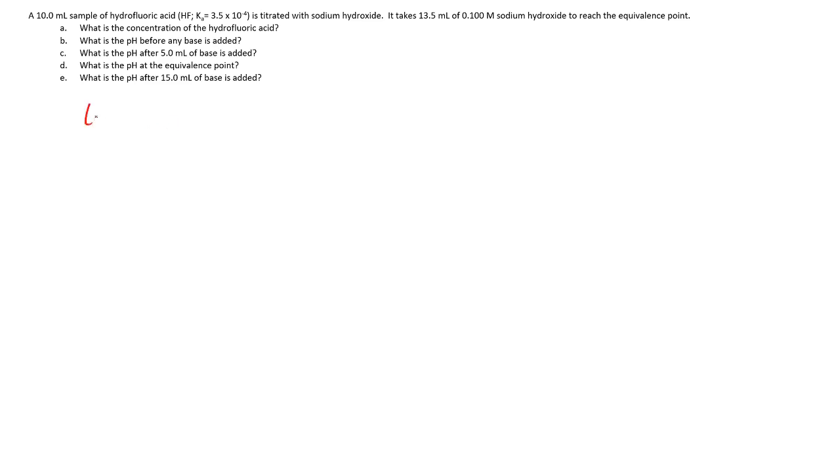So once we get to D, what is the pH of the equivalence point? We need to note that for this, all of the HF has turned into F minus. That means that for F minus, we have 1.35 times 10 to the minus 3 moles. Because every mole of HF has turned into F minus at the equivalence point, that's what it means to be there. Also, we have a new volume, so we want to find the concentration there.